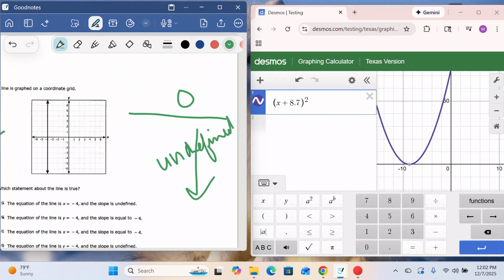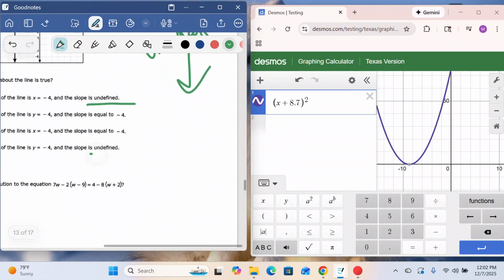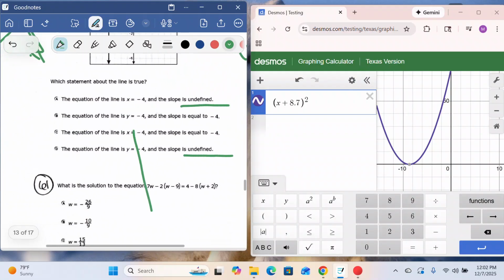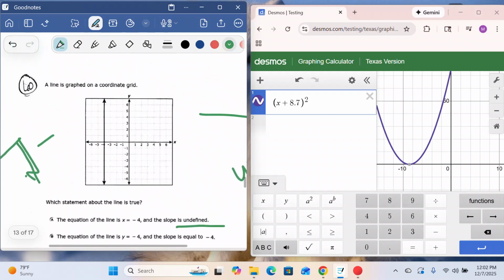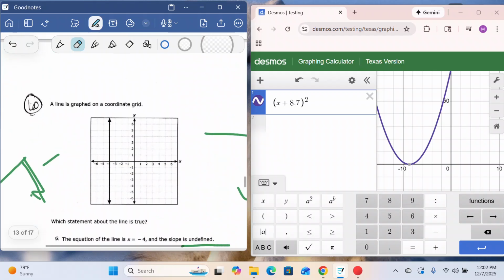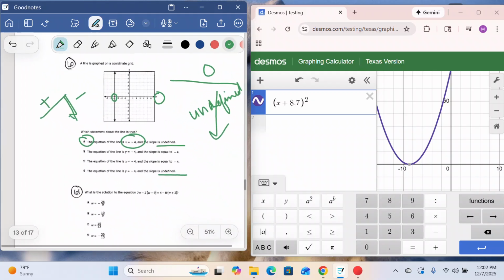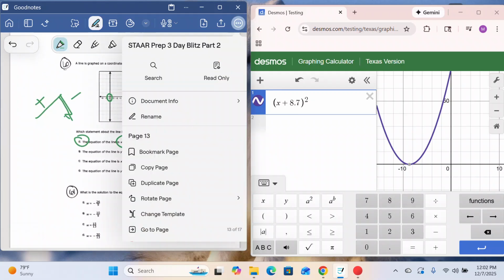And I'm going to show you a trick on how to do this one. So once again, this is undefined. Undefined, it has to be that one. Now we look at the graph, and let me erase that straight line. We look at the graph, and the graph passes through, if you look at this x, it passes through x is negative 4. X is negative 4 is the correct answer. The correct answer is answer choice letter A.